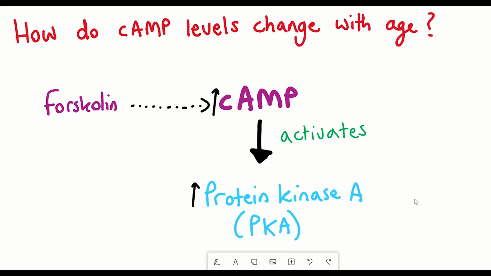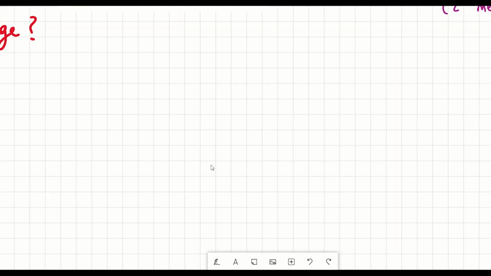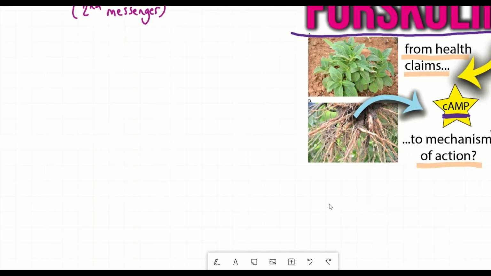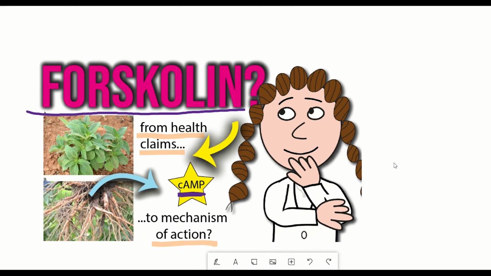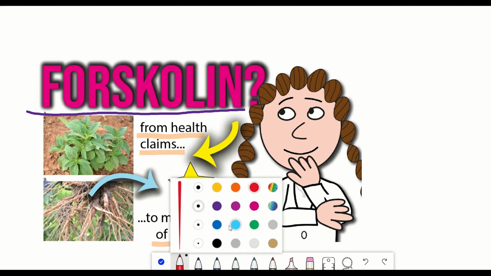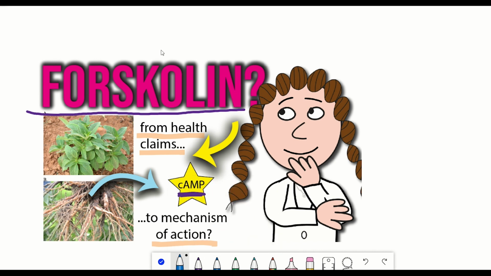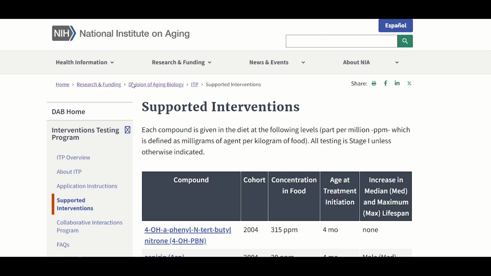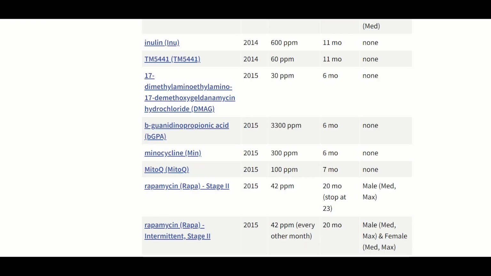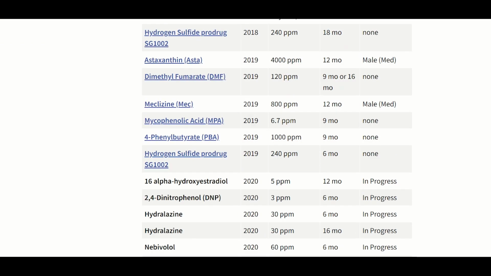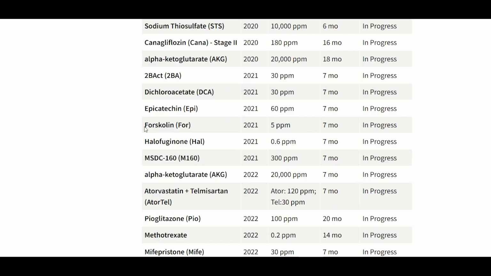So what can we conclude from this data? Well, ultimately to me, it seems that different cell types and the health of that cell will impact how it responds to the presence of forskolin. And so it ultimately comes down to how you can target the compound to diseased cells where increased cyclic AMP could be beneficial. But to leave on a somewhat positive note, it is interesting to see that forskolin is now being tested in the Interventions Testing Program, which is this huge program that uses heterogeneous mice to see if compounds can extend lifespan. And this started in 2021, so hopefully soon we'll have some data about it.